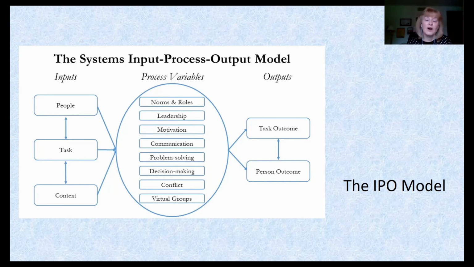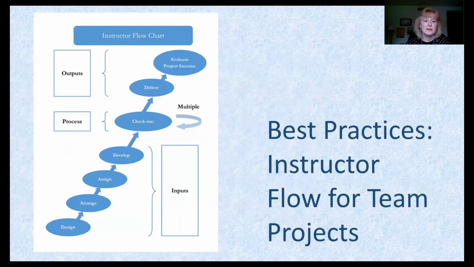So this is our basic framework for how we approach teams. But what does that mean for you as an instructor? So Tim's going to talk about another model that explains it a little bit more. So we took that input process output model and we rearranged it in our book to be basically an instructor guideline, a flow chart for how instructors should create and run and evaluate team projects in the classroom.